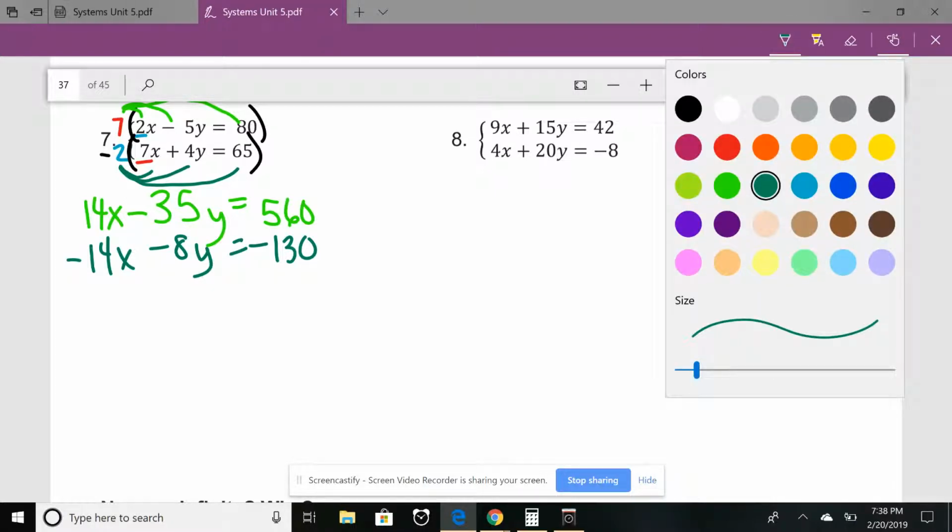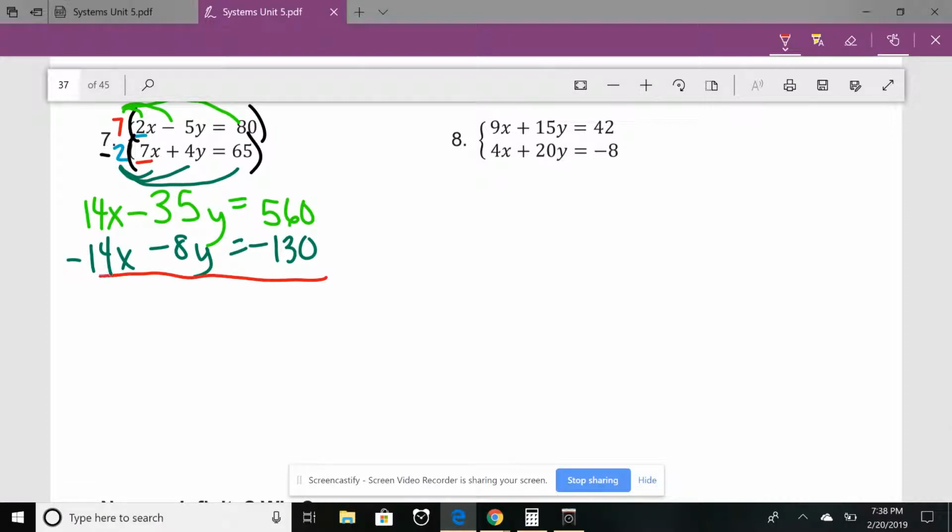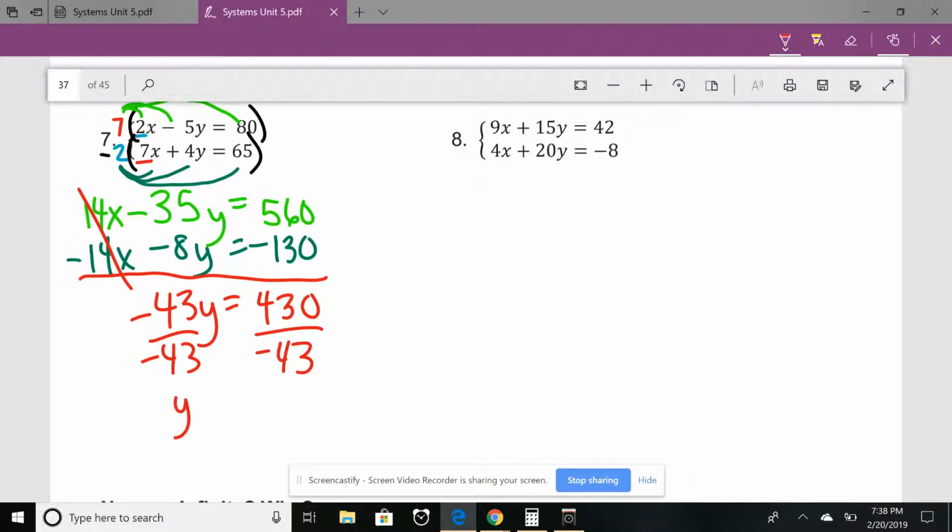Okay, now I can line these up and the x's will cancel, because I have a positive and a negative. Negative 35y minus 8y is negative 43y. 560 minus 130 is 430. Divide both sides by negative 43, and you get y is negative 10.